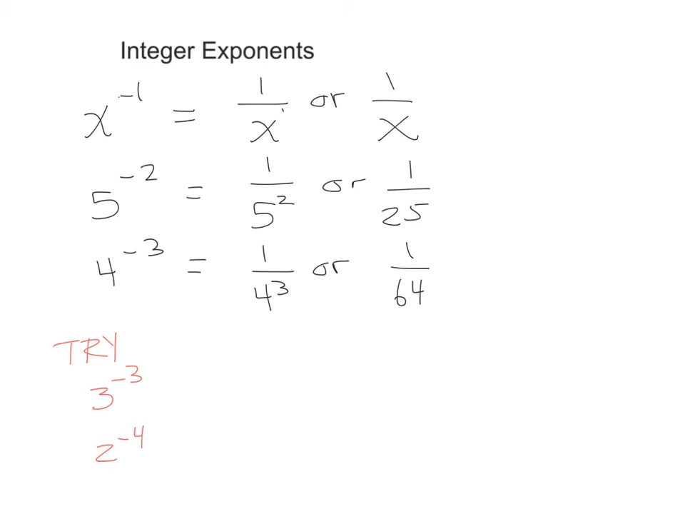So pause the video and try the two problems I put there for you. The answers are 3 to the negative third becomes 1 over 3 to the third, which is 1 over 27. And 2 to the negative fourth becomes 1 over 2 to the fourth, which simplifies to 1 over 16.